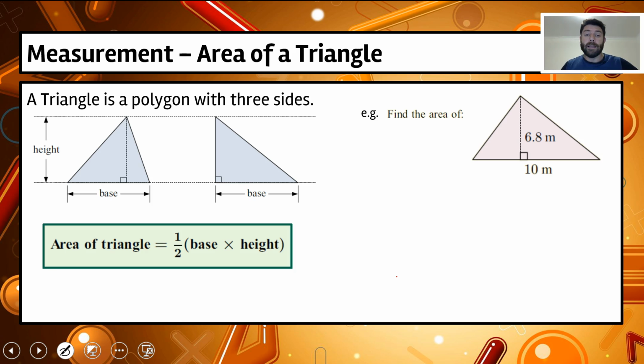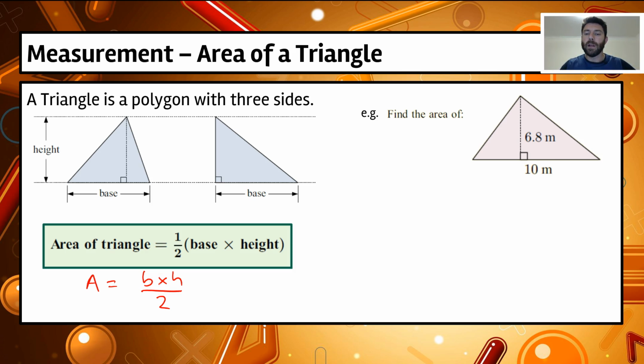Next one we're going to look at is the area of a triangle. The area for a triangle is half the base times the height, or you can write that area equals base times height divided by 2. I tend to like the second way. I think it's a little bit easier to calculate without multiplying by half. But you can choose which way you want. Either way, it's exactly the same representation.